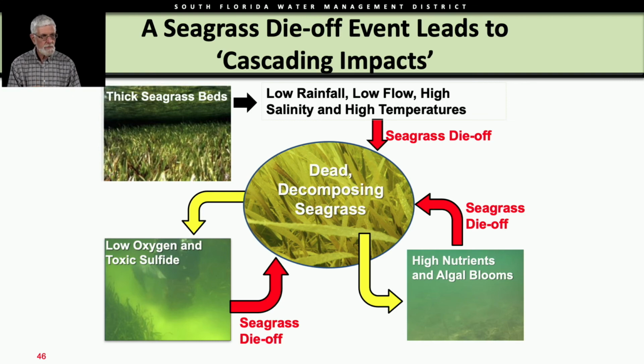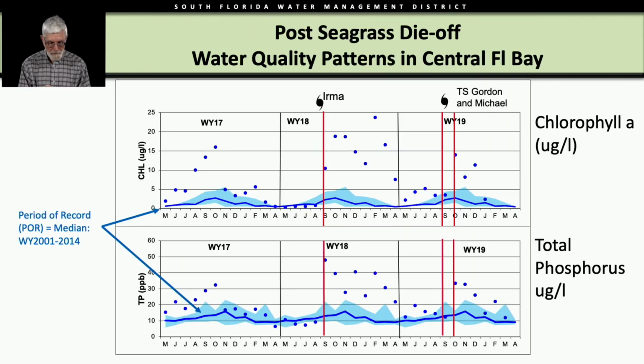And I want to show you just how long it can continue. So what we see here in this graph on the top is water year 17, 18, and 19, showing periods where Hurricane Irma and tropical storms Gordon and Michael came online. The bottom graph is your total phosphorus. And the chlorophyll and the total phosphorus concentrations continue to go beyond the mean and standard deviation of the period of record for both of them because of that cascading impact.